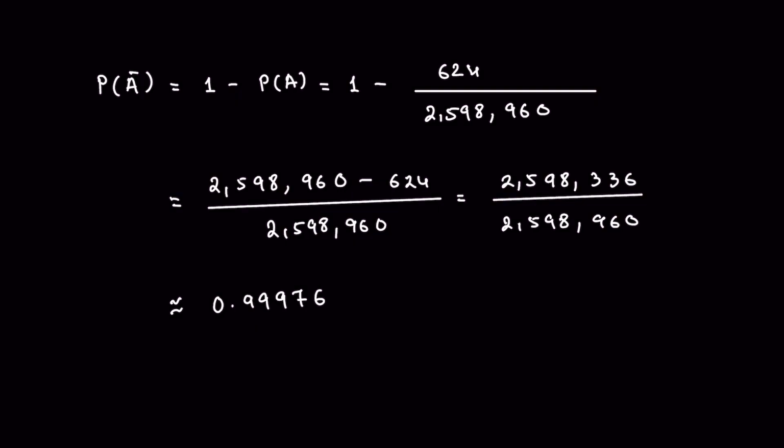So the chance of getting 4 of a kind in a 5-card poker hand is going to be very slim. The probability of not getting 4 of a kind is almost equal to 1.